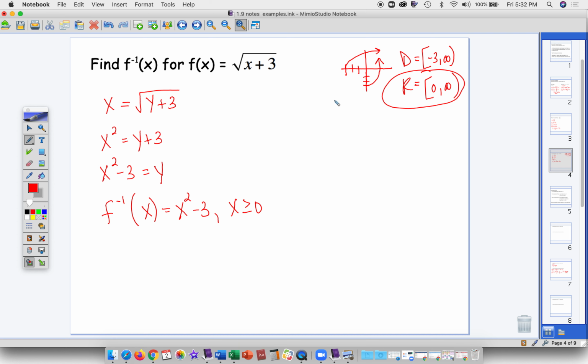Okay. So just remember, this is the tricky case. When your function is a radical function, you need to think about that restriction. Again, I have to have matching domain and range. And now I do, right? The domain of my inverse goes from 0 to infinity, which was the range of the radical function. And my range of the inverse now goes from -3 to infinity, which was the domain of the original function.